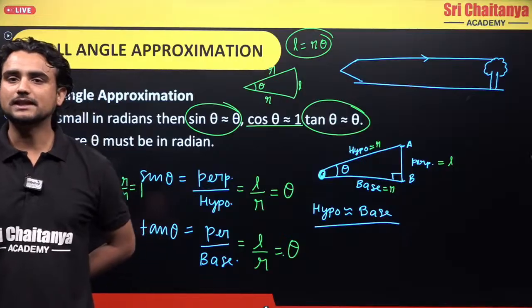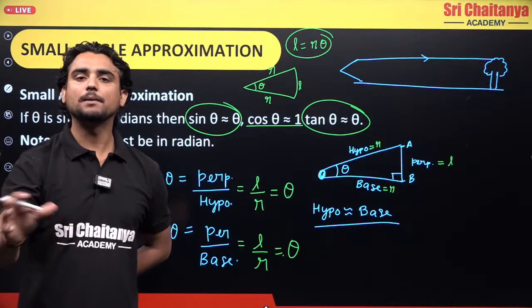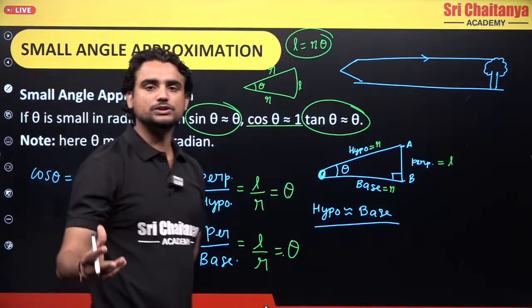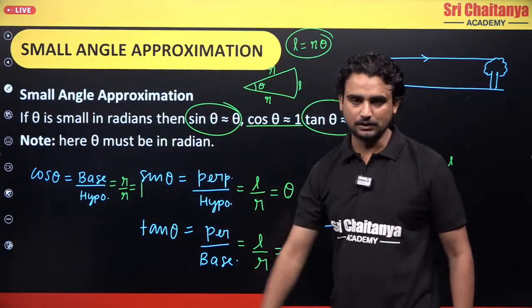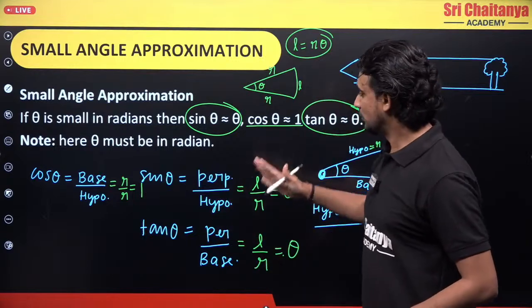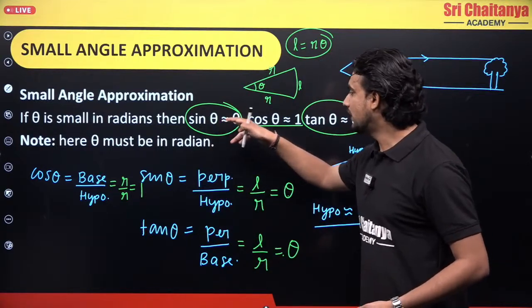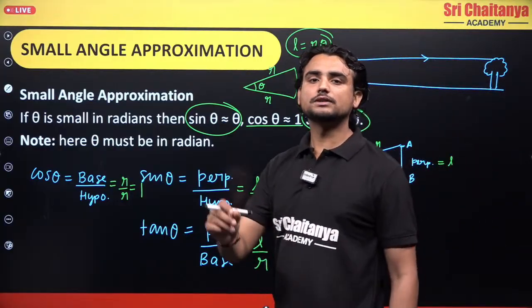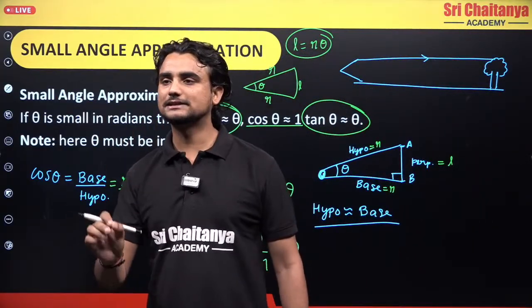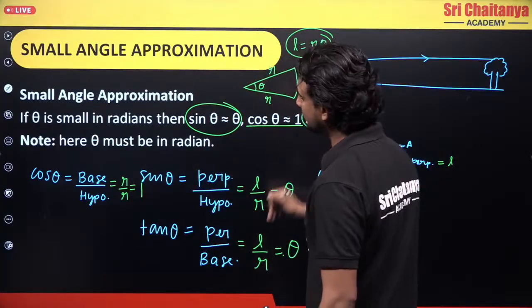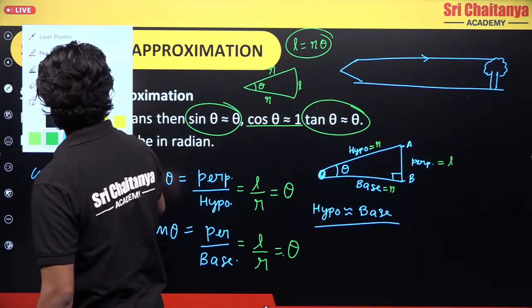Okay? So this is how I will use small angle approximation in my questions. Many questions you can solve using this concept. So what is the takeaway from this concept? Remember, sin theta is nearly equal to theta, cos theta is nearly equal to 1 and tan theta is nearly equal to theta for small angles. And how is theta measured? The important thing to remember here is that theta should be measured in radians.